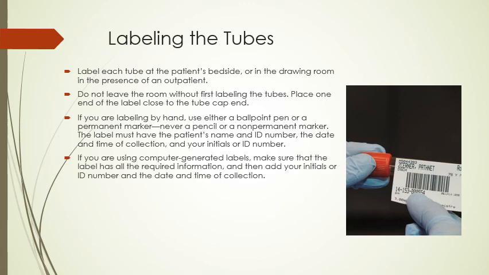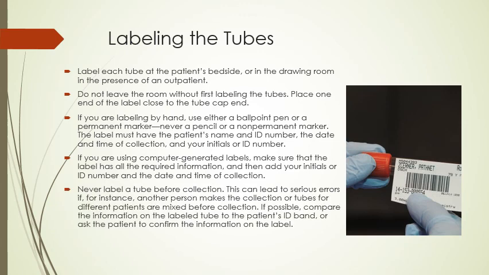If you are using computer generated labels, make sure that all the information is on there, and never label a tube before you collect the blood. This can lead to serious errors. You can accidentally collect from somebody else when you already have a label for a different patient. It can lead to a lot of different errors. So you never label the tube until after the blood's collected, and you always label it in front of the patient.